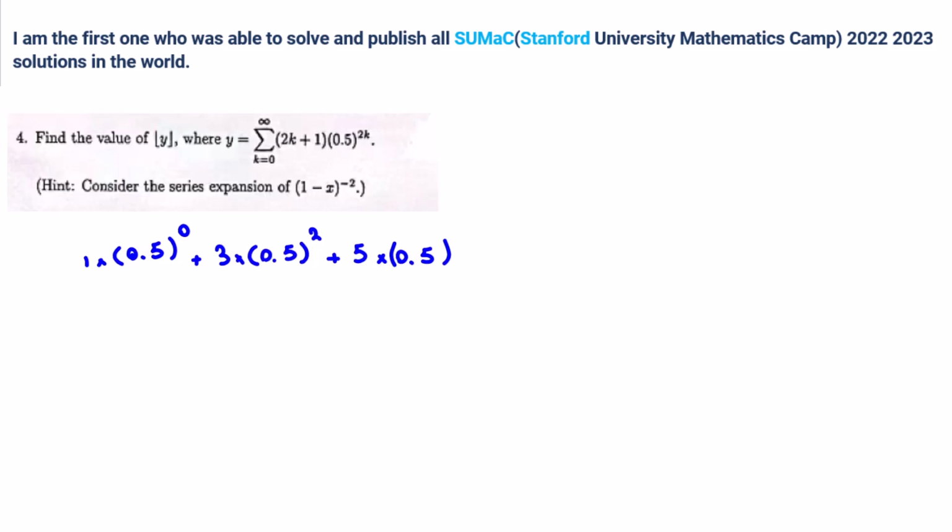Okay, so next one is 5 times 0.5 to the what? To the 4. Exactly. Next one is what? 7 times 0.5 to the what? To the 6. And next one, 9 times 0.5 to the 8, right? And so on. Yeah. So here we can call this the triangular method.